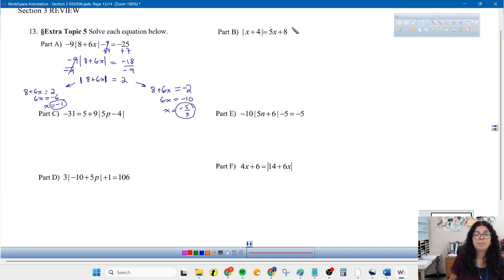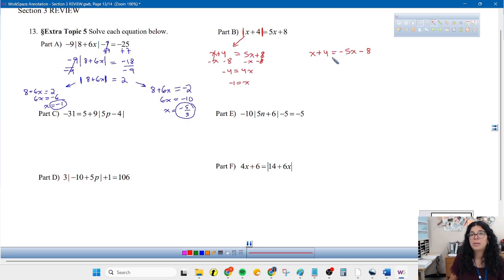Next, let's do part B. On part B, the absolute value is already isolated. So what's inside of the absolute value can equal the positive 5x plus 8, or it can also equal negative 5x plus 8, which would change the sign of both the 5x and the 8. So I have my 2 equations to solve. On the one on the left, subtract x on both sides, and subtract 8. So I get negative 4 is equal to 4x. Divide by 4, x equals negative 1.